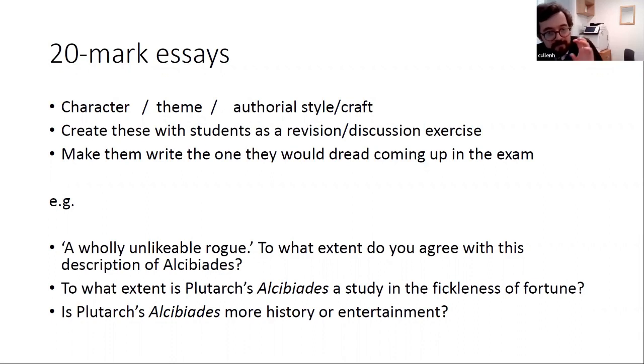And in terms of those 3 categories, I've got some examples down below for the A-level Plutarch. So something about Alcibiades, for example, like him or loathe him. Then the second question is more a theme across the whole text, which is inviting a slightly more abstract discussion. And then the third question is a bit more about evaluating the text itself in terms of its genre or the author's craft. So is it more history or entertainment, for example?